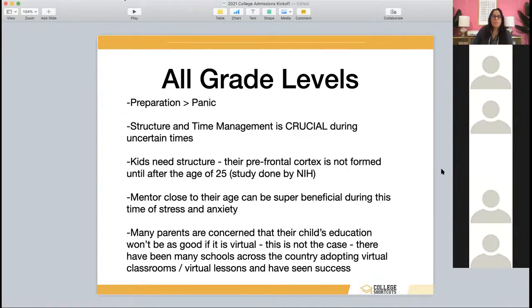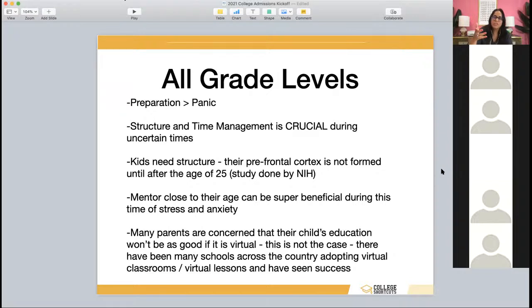Okay, so preparation is everything. Structure and time management is crucial during this time. I've seen what I call high-powered families whose kids are getting internships, their kids are on point, they've got a coach, and they've had that since they started high school. Nothing changed just because of a pandemic. And it was fascinating to see how the kids were still on track.